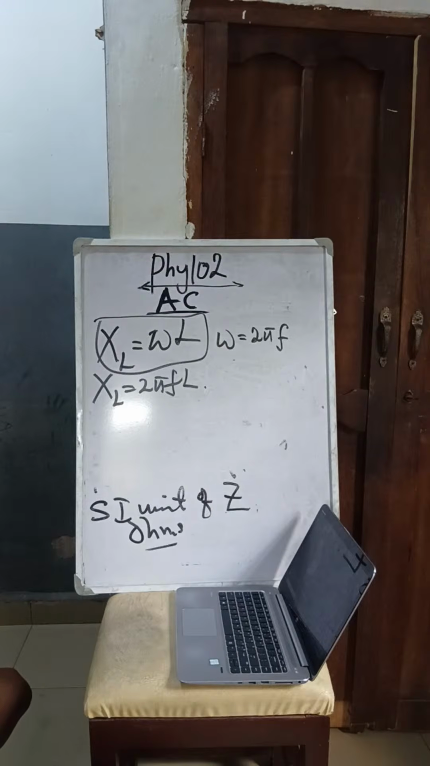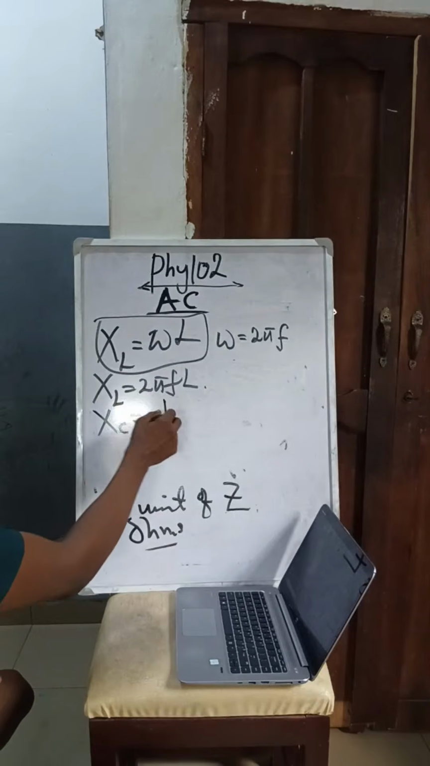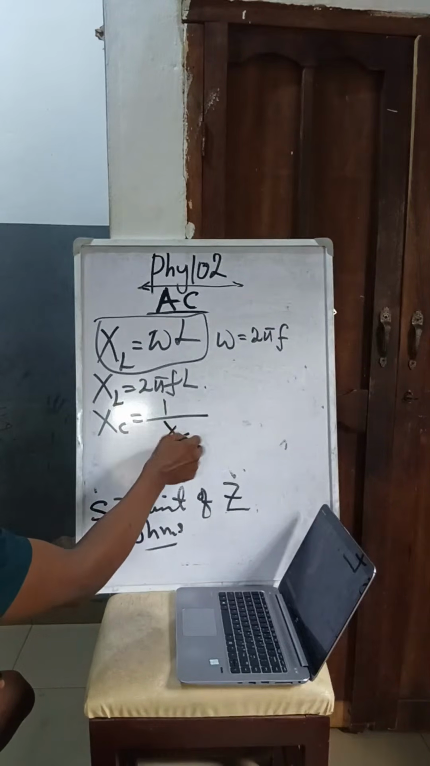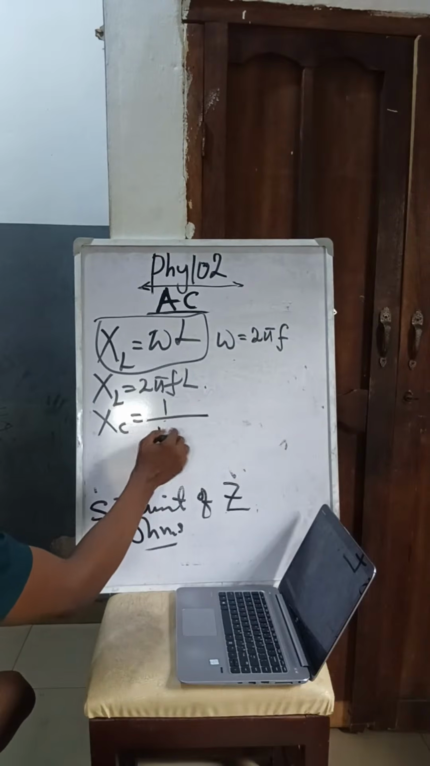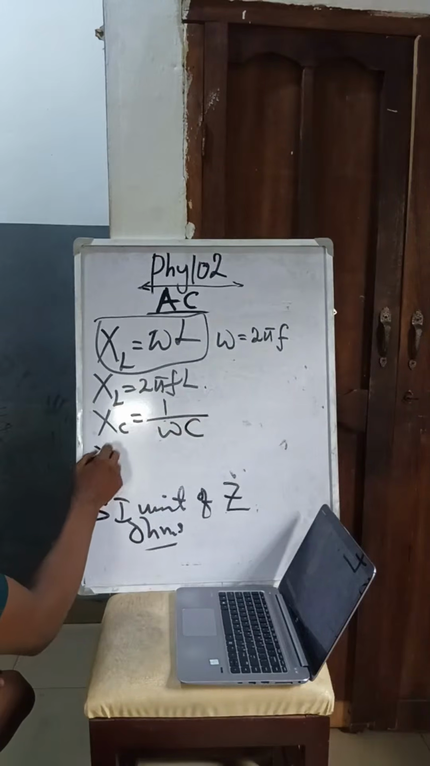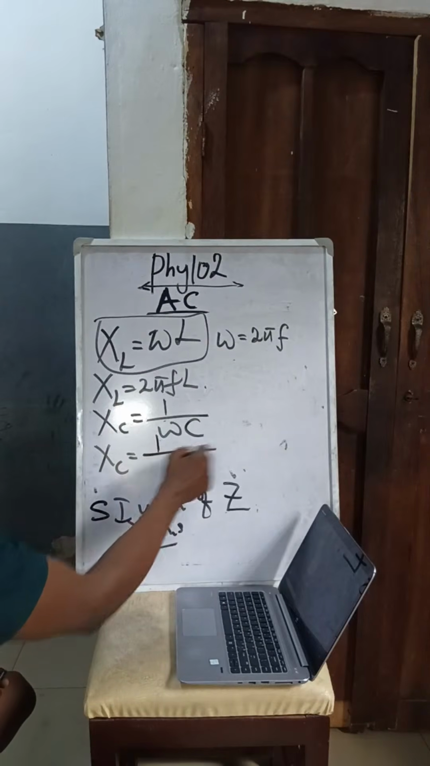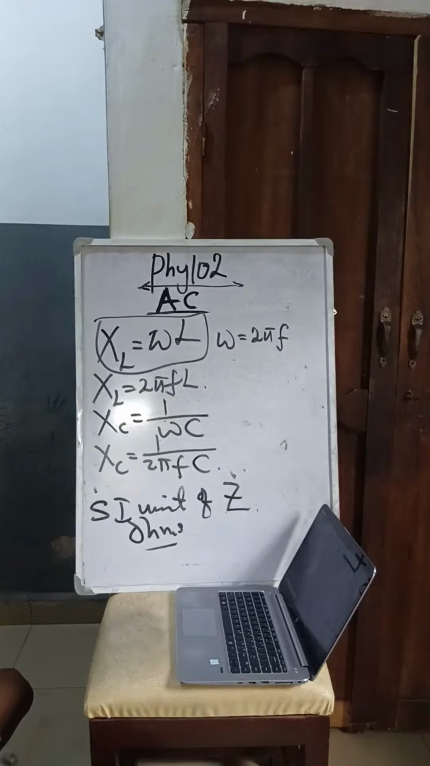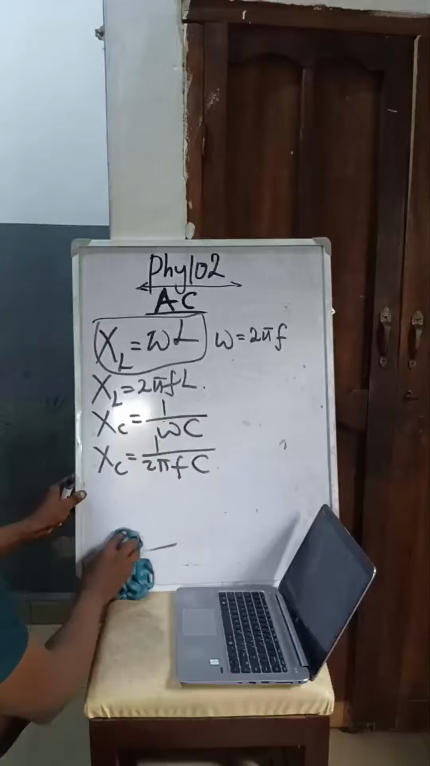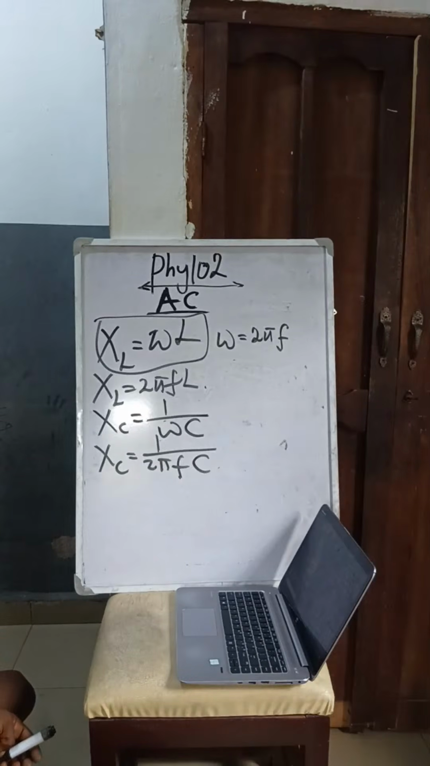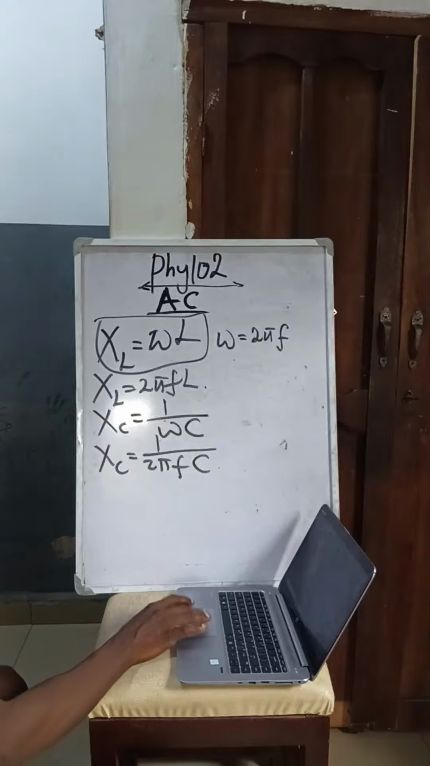What is capacitive reactance? Capacitive reactance XC is 1 over WC, which is 1 over 2 pi FC.